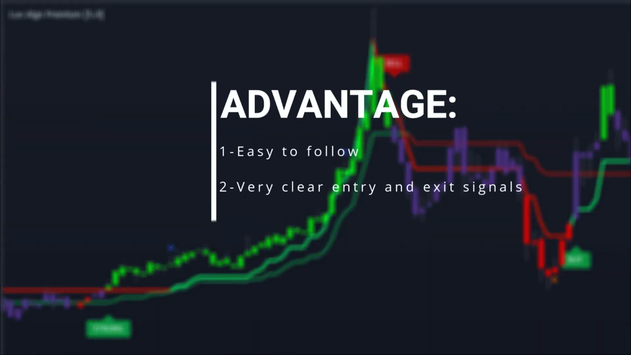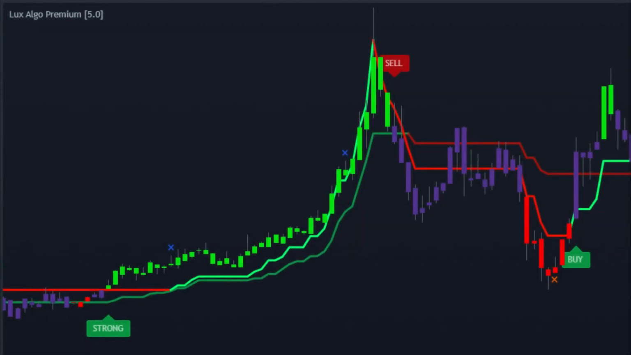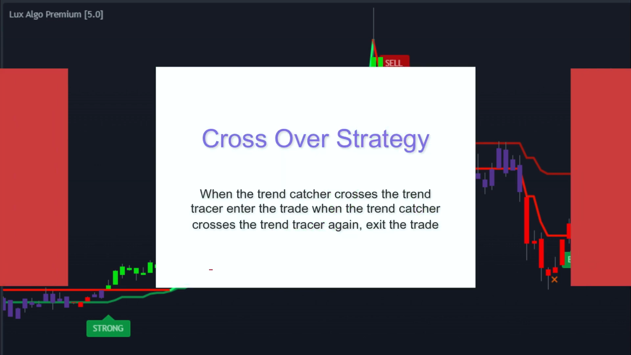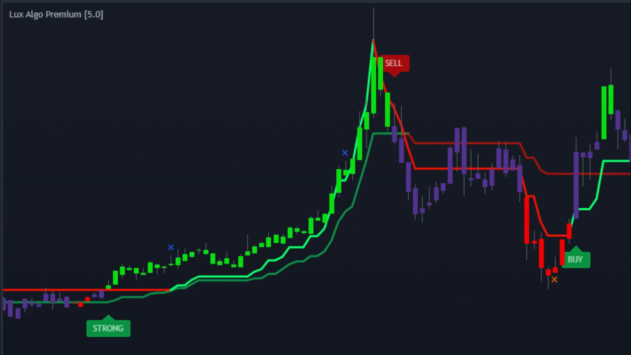The advantage of this strategy is that it is easy to follow. This strategy gives very clear entry and exit signals, telling you when to get into and get out of the trade. When the trend catcher crosses the trend tracer, enter the trade. When the trend catcher crosses the trend tracer again, exit the trade. It couldn't be simpler. This strategy works best in a trending market.